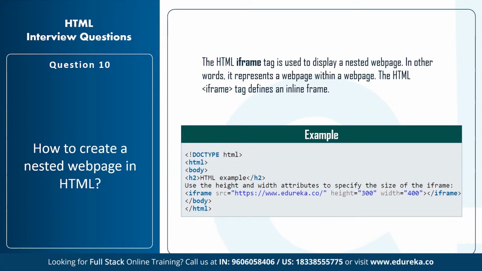So what happens is this height and width attribute will specify the size of my iframe and this will be nested inside my web page. So this is basically creating a web page inside another web page. So this is how the nested web page works in HTML.